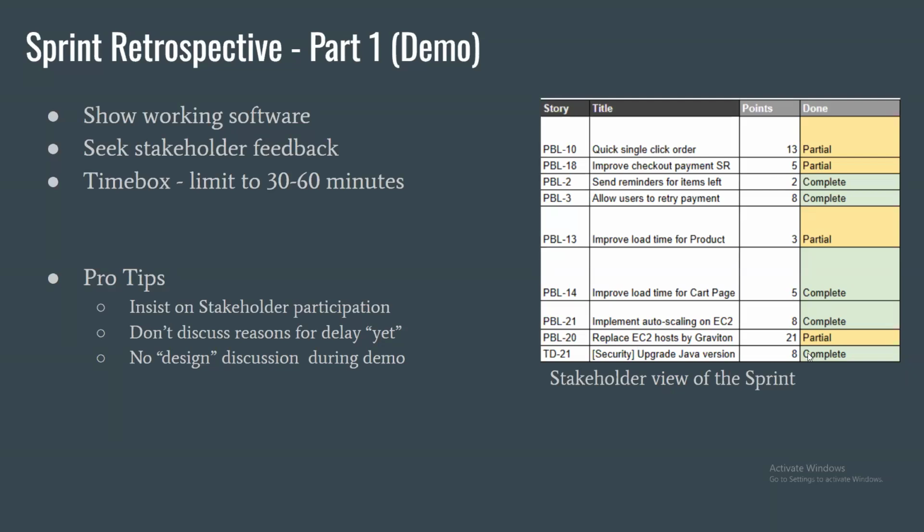This is working software. As we know in the Agile world, we value working software over documentation, so we don't just show documentation, we show working software. For example, this number one story, quick single click order, we had actually started building. We were working on an e-commerce website, and one of the stories there was that users should be able to just do a buy now instead of adding to cart and then doing a checkout. So it's partial, so it can't be demoed. But if the user has items left in the cart, then we want to send them reminders, and that is complete.